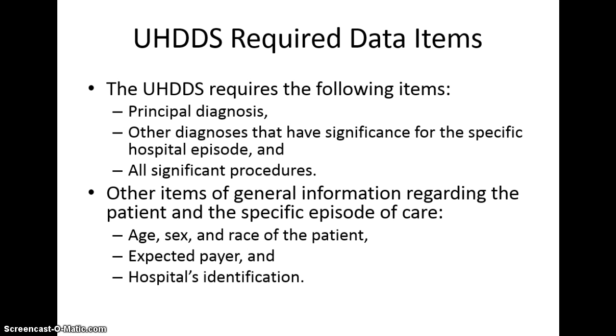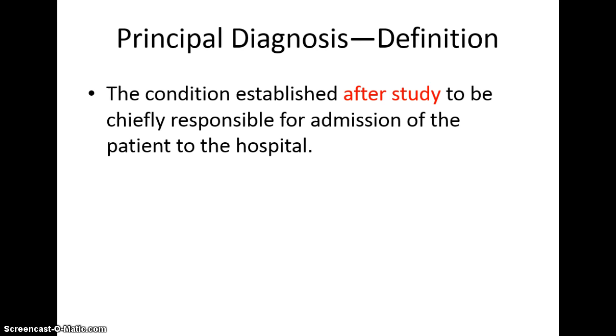The UHDDS requires and provides definitions for a principal diagnosis, other diagnoses that have significance for a particular hospital's episode, and all significant procedures. Other items include age, sex, and race of the patient, the expected payer, and a hospital's identification. At this point, we also want to direct you to the coding guidelines within your book, and you may also bookmark or download them from the link that we provided.